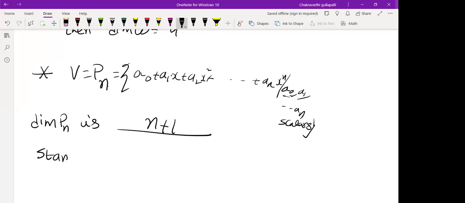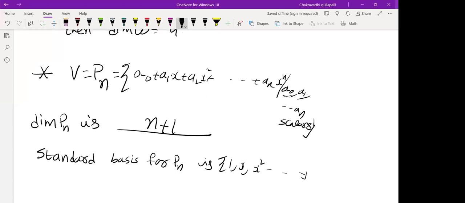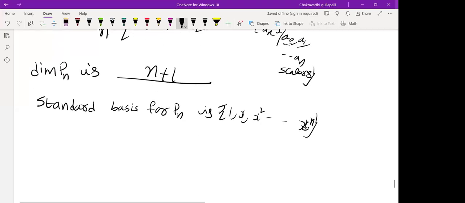What is the basis? Standard basis. Very important. The standard basis is 1, x, x square, up to x power n. This is the standard basis: a0 into 1 plus a1 into x, a2 into x square, an into x power n. So what are the vectors? 1, x, x square, up to x power n. This is the standard basis. Okay. Now what is the dimension of P3? Don't write 3. 4.